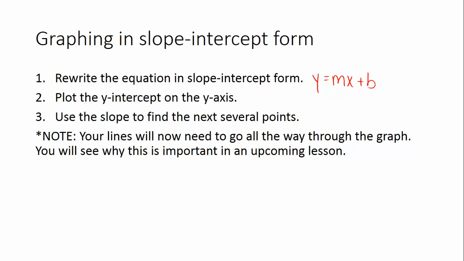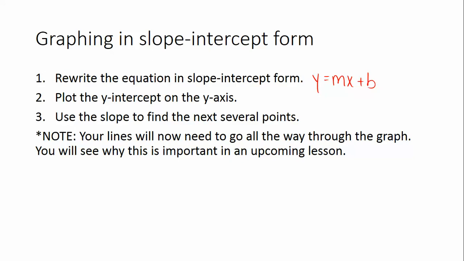The second step is you're going to plot the y-intercept. Plot the y-intercept on the y-axis. And then number 3 is use the slope to find the next several points. And the note here that I want to point out is that your lines will need to go all the way through the graph. So don't just stop at 5 points. Make sure they go all the way through the graph.